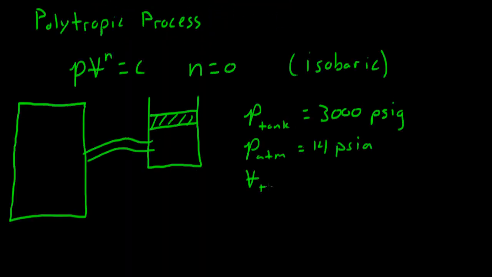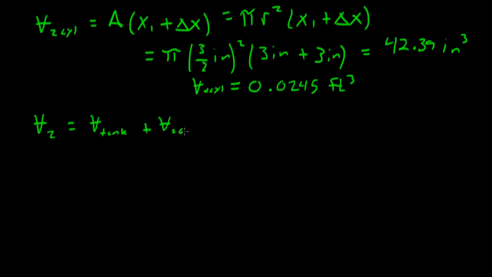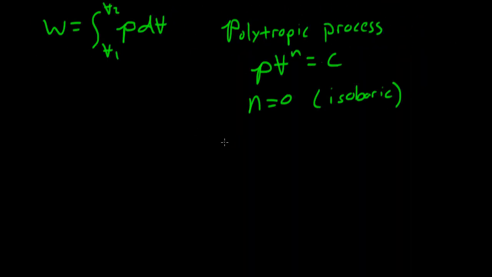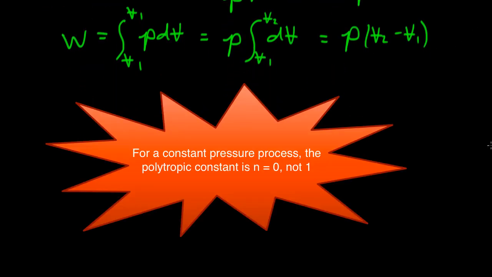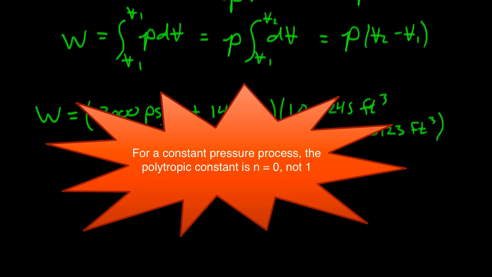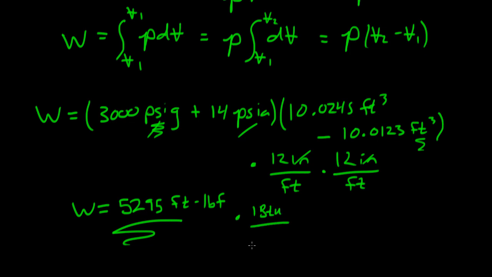In summary, we computed the work done in a constant pressure polytropic process. We first computed the initial and final volumes of our system. We then computed the work done by integrating the pressure-volume relationship for a polytropic process, remembering that for a constant pressure process, the polytropic constant is 0. We remembered to use absolute pressures when we were multiplying, and so converted the gauge pressure in the tank to absolute pressure by adding the local atmospheric pressure. We arrived at a value of 5,295 foot-pounds force, which is the work of a 5,295 pound force acting over 1 foot. We computed that this result is equivalent to 6.8 BTUs.